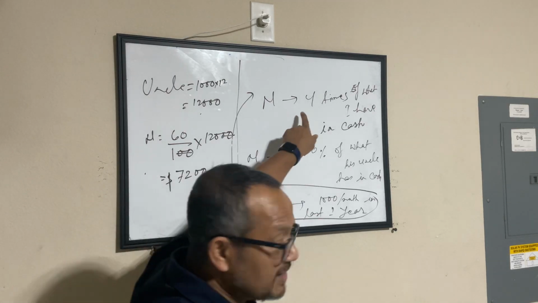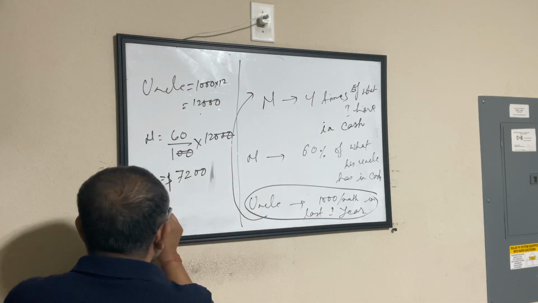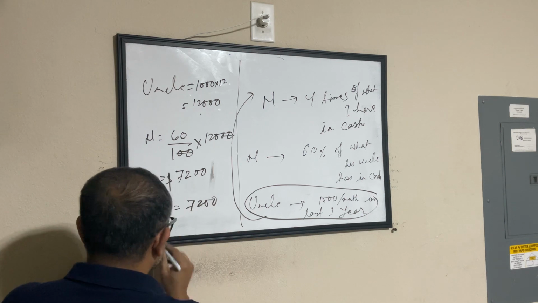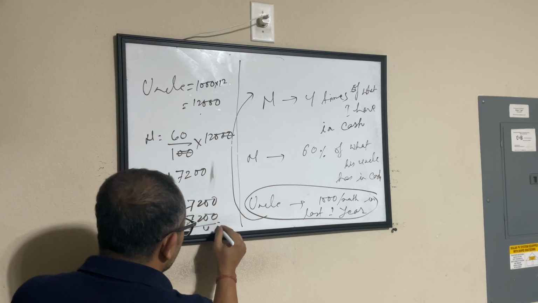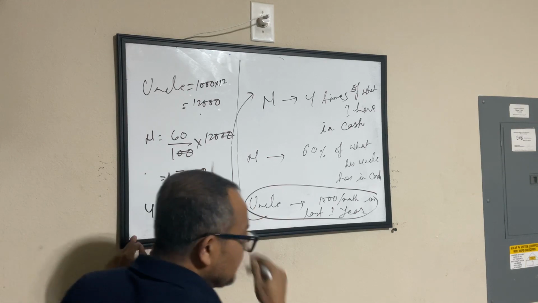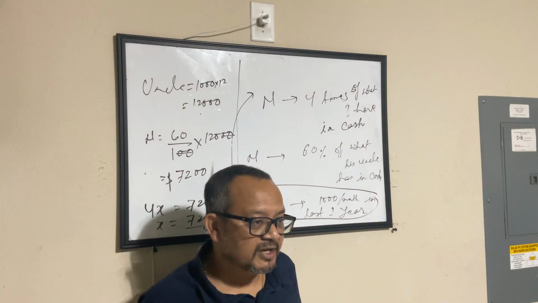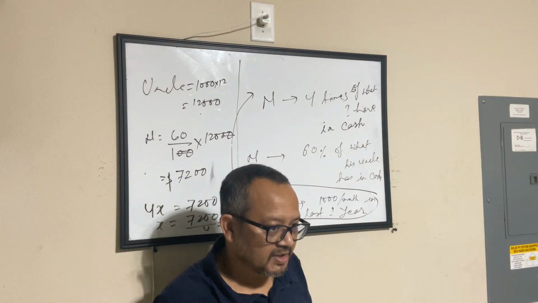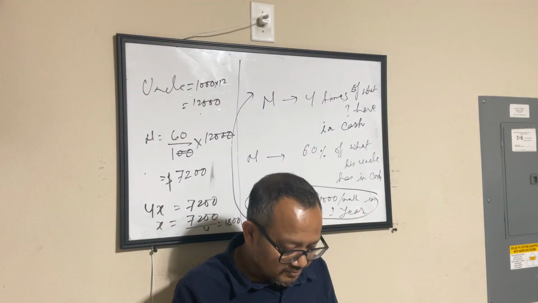Now my neighbor has 4 times of what I have. So 4 times my value is 7,200, which is what my neighbor has. So my value is 7,200 divided by 4, which is 1,800. So now I have a reason to say yes, I trust you guys, because your answer and my answer match. We all solved it the same way. Yep.